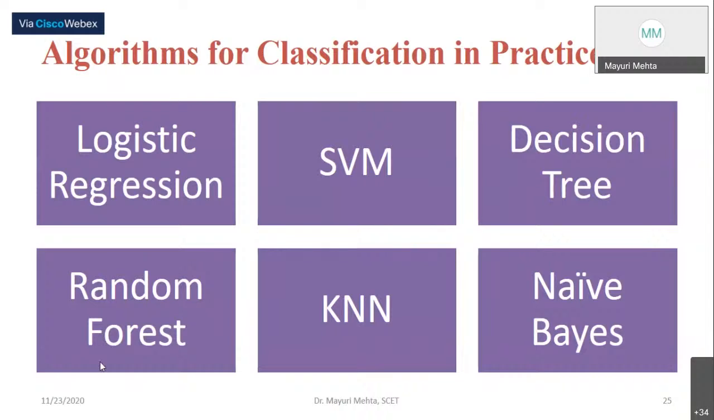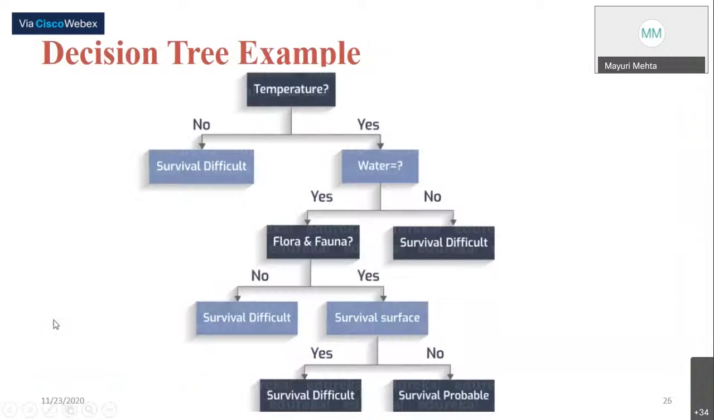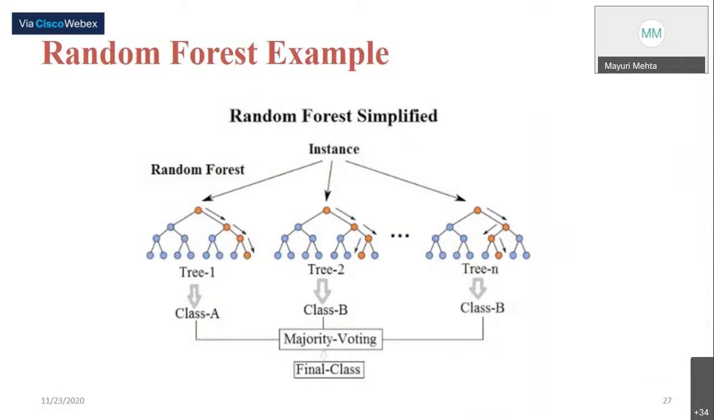So such a group of trees creates a random forest. It is a forest which consists of several trees. This random forest works in 4 steps. Let me tell you the 4 steps which are used in the random forest algorithm.